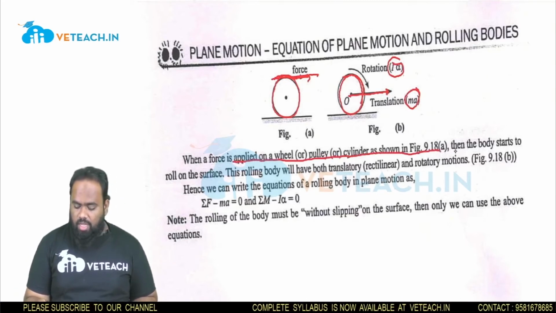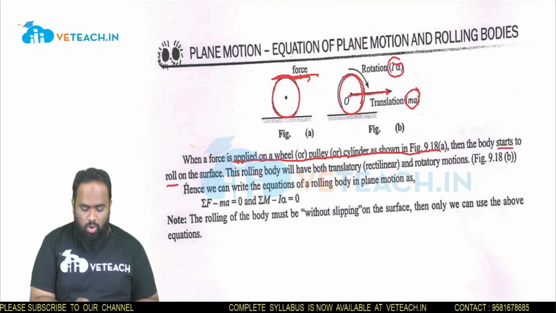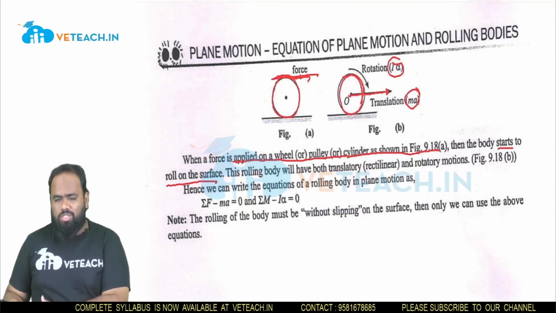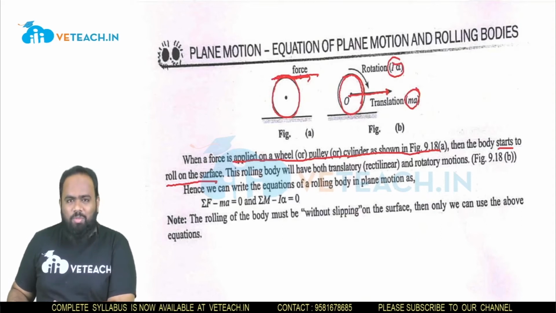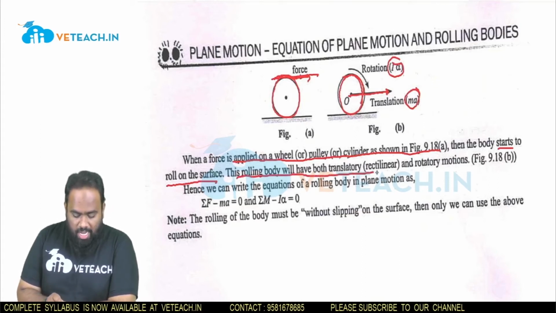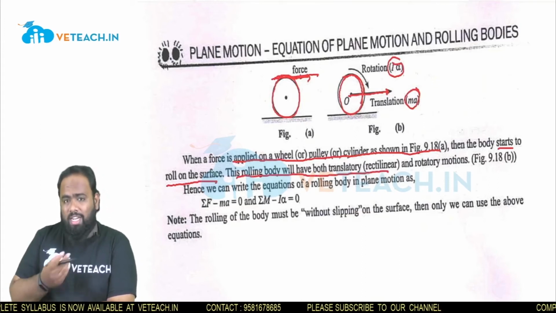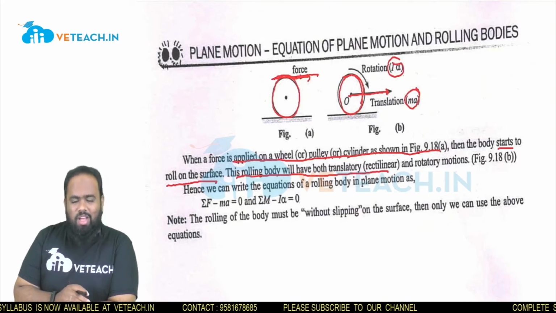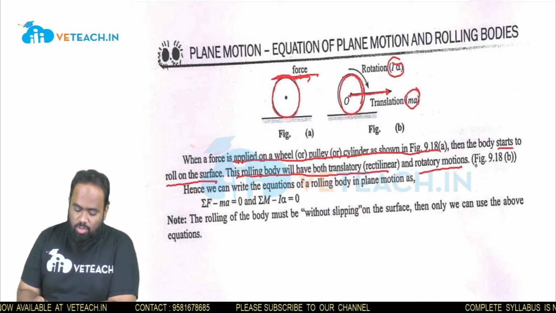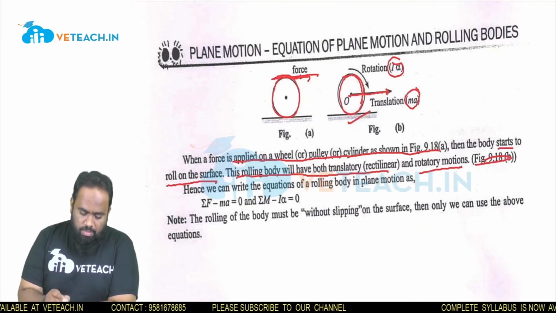So when a force is applied on a wheel, pulley or cylinder as shown in the figure, the body starts to roll on the surface. Rolling is nothing but the combination of linear and rotary motion. So this rolling body will have both translatory motion, rectilinear motion, linear motion, all of which have the same meaning, and rotary motion, as shown in figure B.